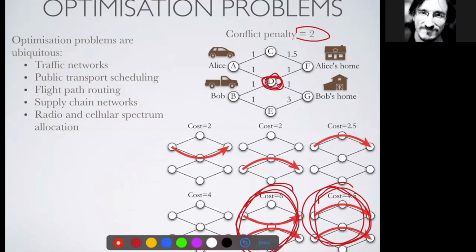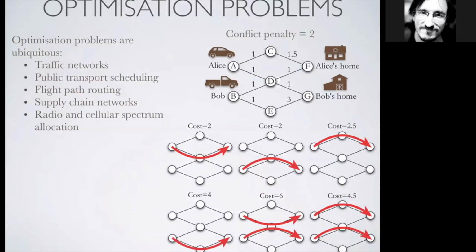So if they tried to compete, it'd be 1 plus 1, 1 plus 1, and then the penalty of 2 from the traffic light weight, which is a total weight of 6. Whereas if Alice intentionally sacrificed and went the longer way home, then they don't have that conflict in the middle. And now it's just 1 plus 1 and 1 plus 1.5, which is 4.5, and so it's less.